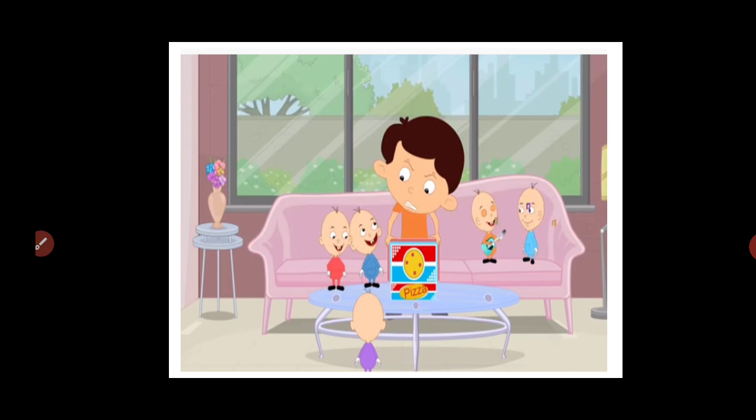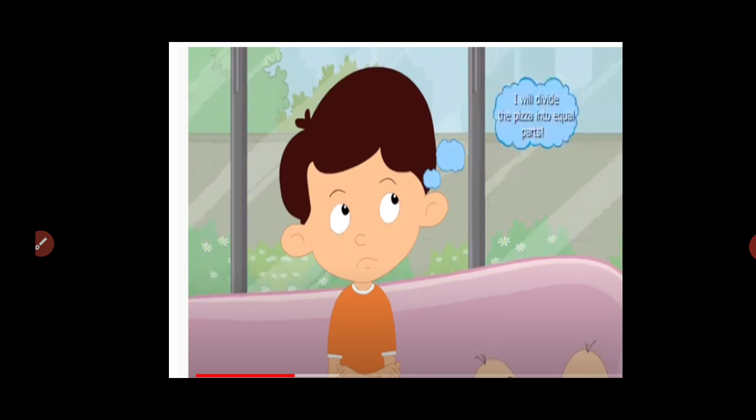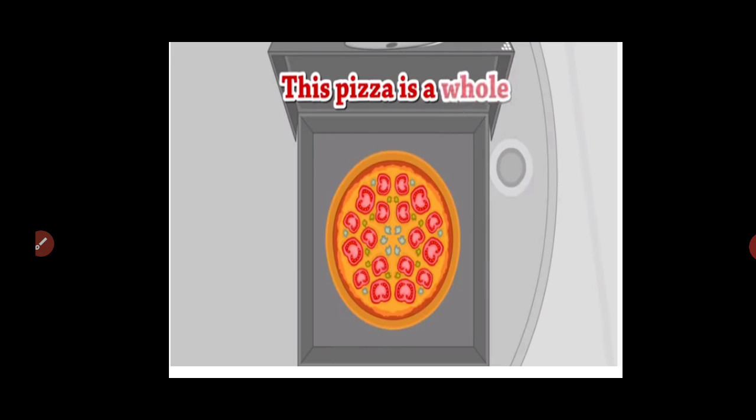But later on, he realized that he had to divide this pizza and share it amongst all his friends. So he got furious, but he was kind enough. So he thought to himself that I will divide the pizza into equal parts. So Rohan decided to divide the pizza into equal parts so that even he can enjoy the pizza along with his friends. So as you can see, this pizza is a whole. Whole means one whole unit.